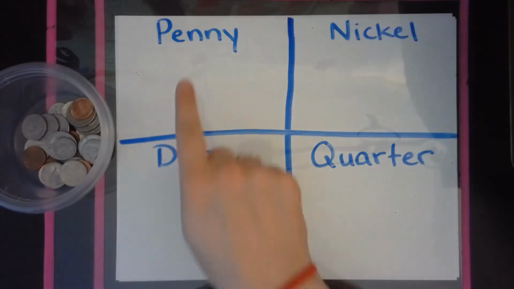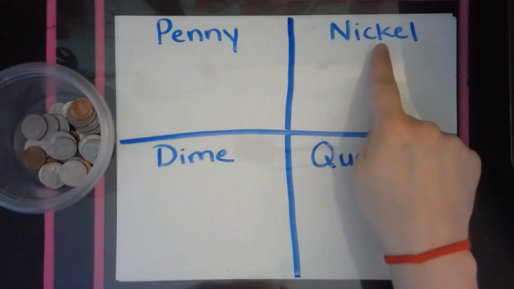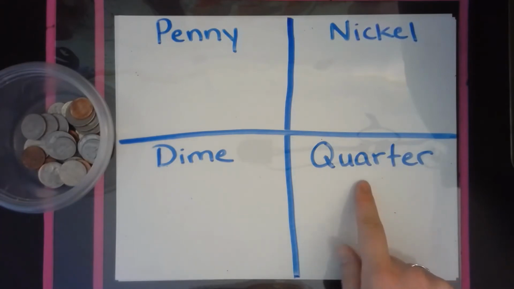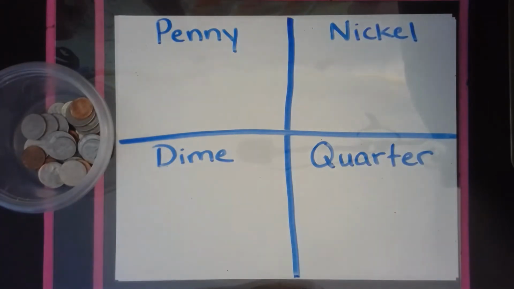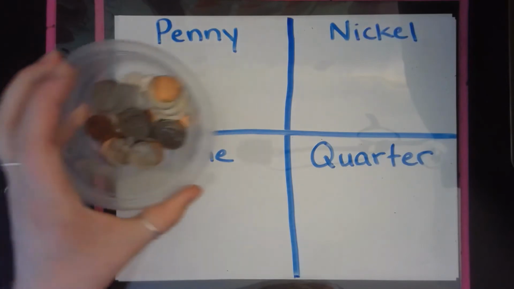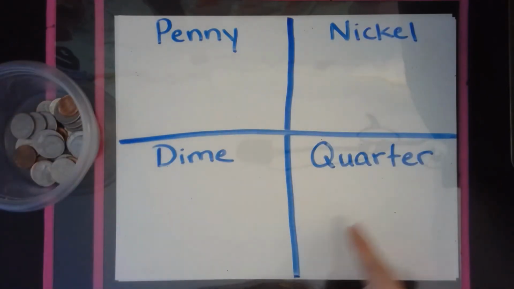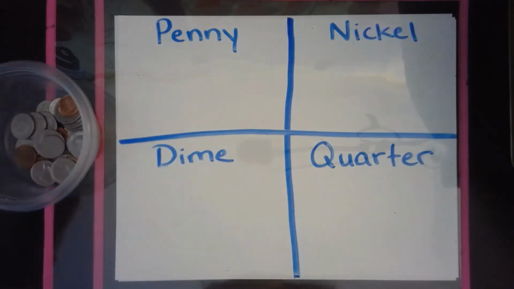On my paper here, it says penny, nickel, dime, quarter. Our target today is to sort out these coins in my bowl by the type of coin it is onto this paper.